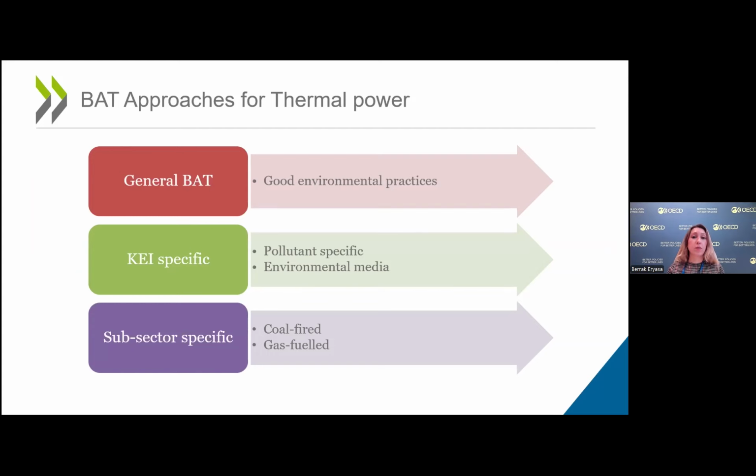The BAT approaches, as I mentioned, we have taken a similar approach as we did in activity 7. First, we've collected the good BAT practices, which are generally good environmental practices across the sectors. Then we did KEI specific analysis, whether there were BAT specific to pollutants or the environmental media, such as air and water. And then we tried to collect if there were differences in subsector specific BATs, whether there were coal-fired or gas-fueled specific BATs.